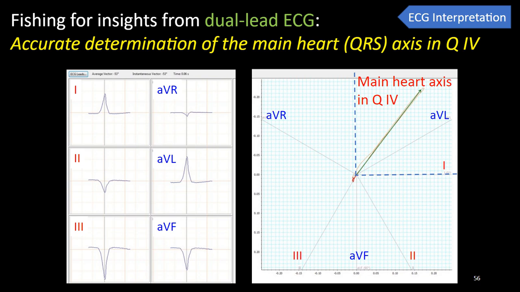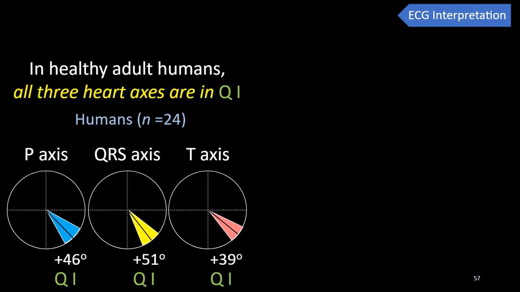In this case, we are calculating the QRS axis or main heart axis for this fish using LabChart, which determines the main axis for this fish to be in quadrant 4 at negative 53 degrees, which is consistent with our manual calculation of the vector sum of the two QRS projections in leads 1 and 2. We can repeat the same process to determine the P and the T axis for this fish and other fish.